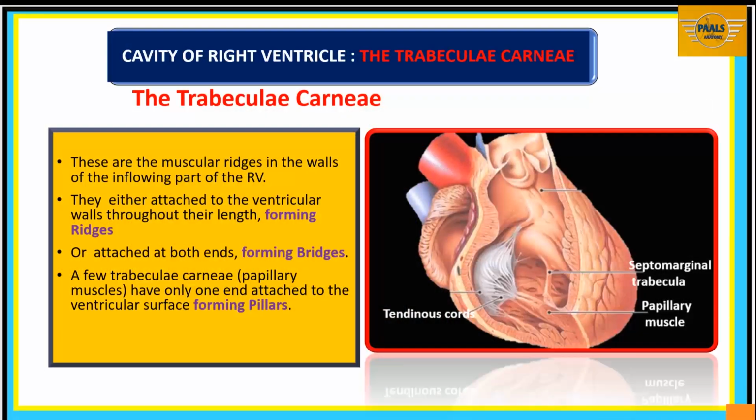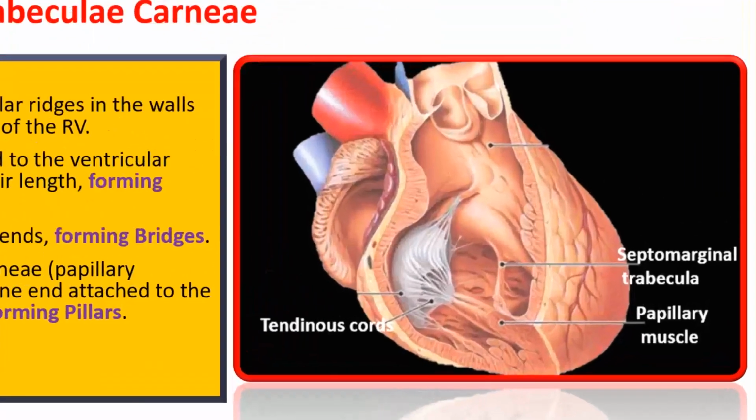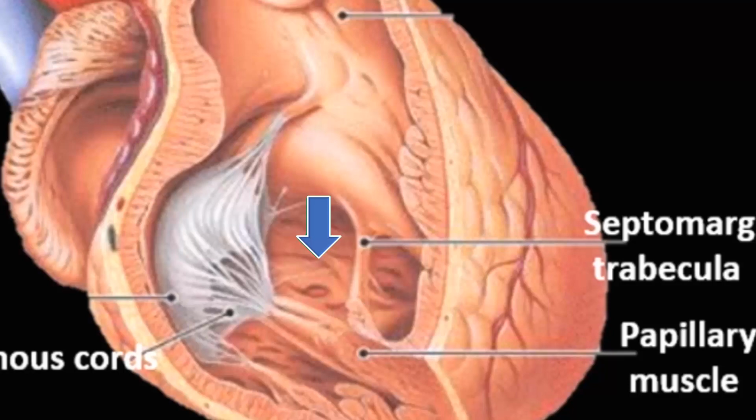When we were discussing the floor of the inflow part, we talked about the rough areas and the muscle ridges found here that are called the trabeculae carneae. We're going to consider them in this section. So what are the trabeculae carneae? They are the muscular ridges in the walls of the inflowing part of the right ventricle. And we can see those ridges here. We can see the ridges in all these places. These are the ridges.